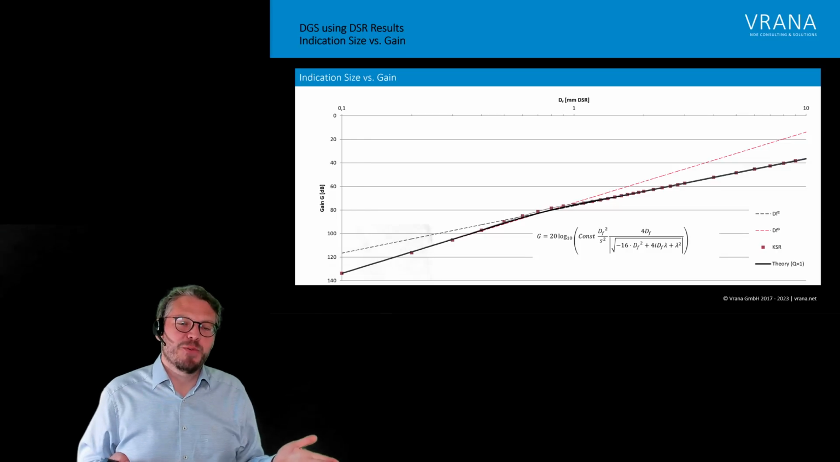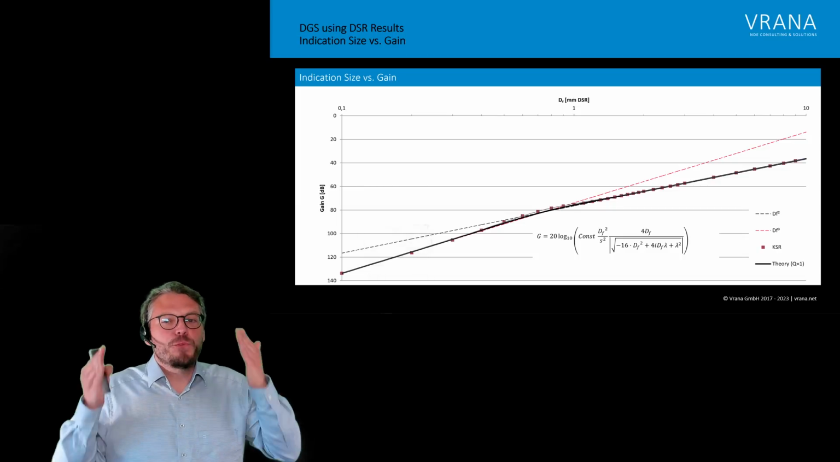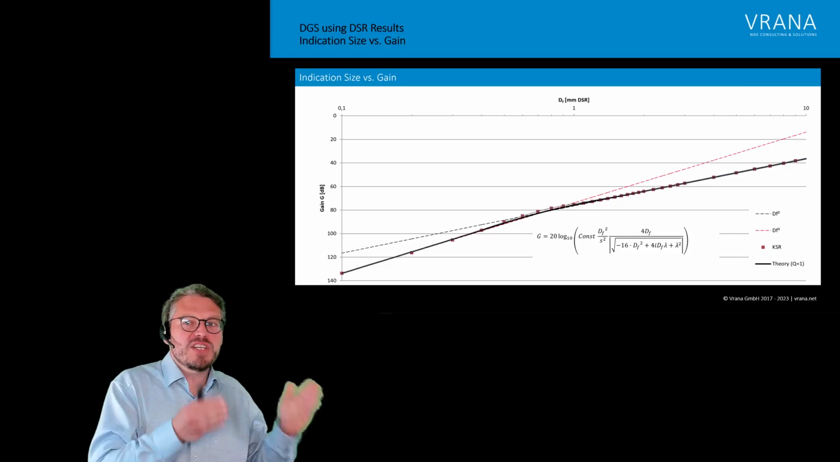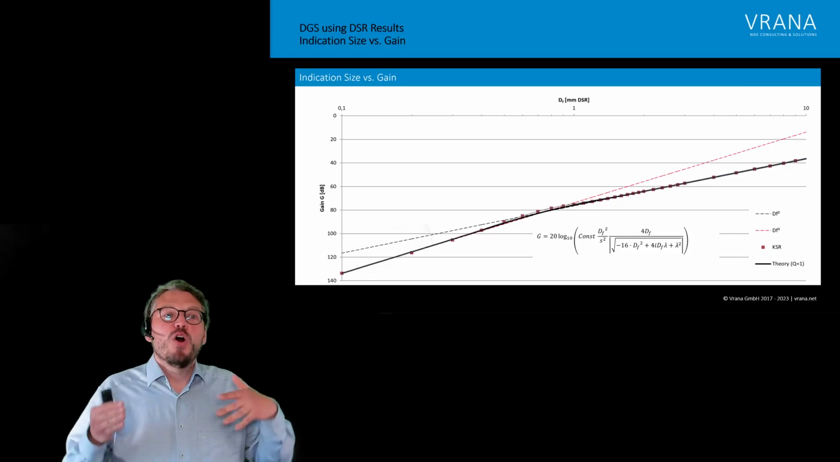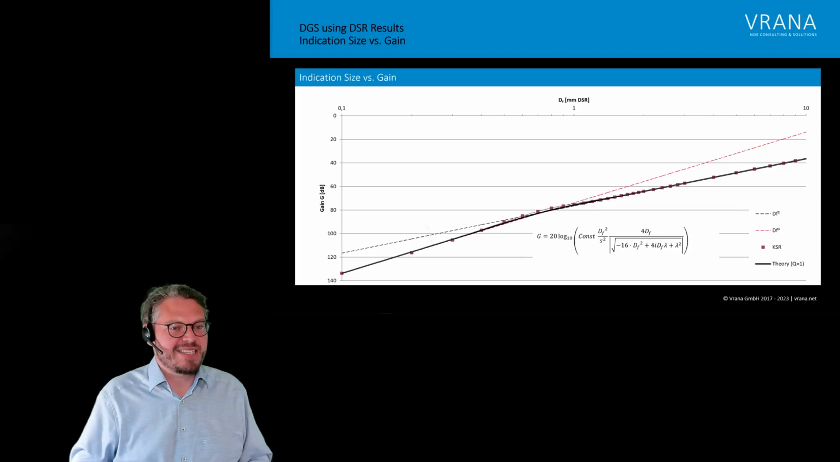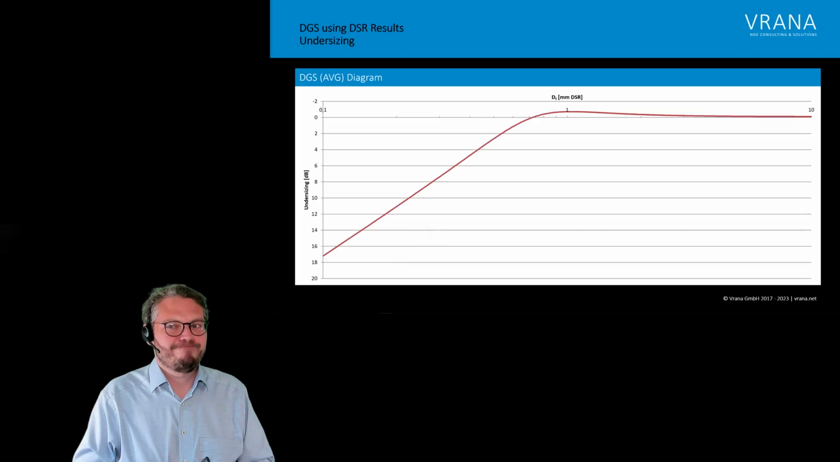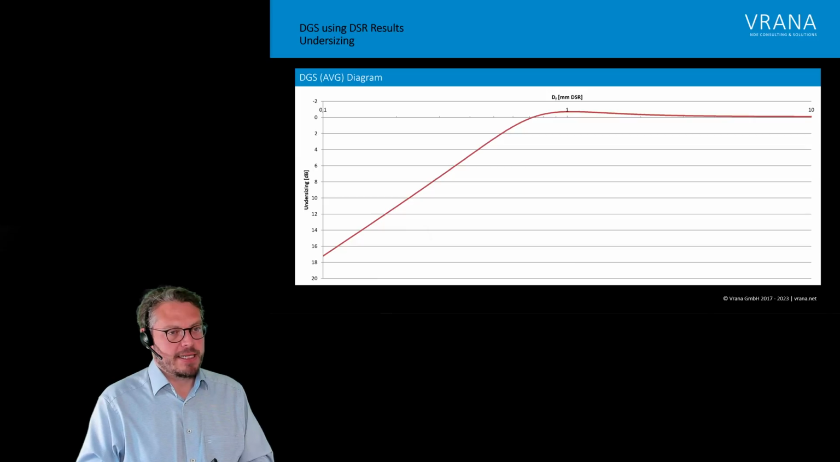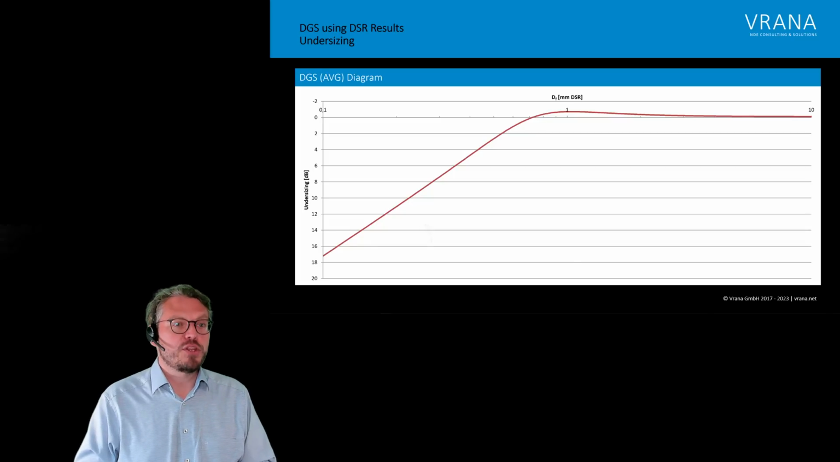But on the other side, we can now also see, okay, if we use DGS, if we use disc-shaped reflectors for sizing of small defects, how much undersizing would we get? It's getting serious. If we're going down to 0.1 millimeter indication size, we would have an undersizing of about 17 dB. Don't use it. Everything below a quarter of the wavelength, don't use it.